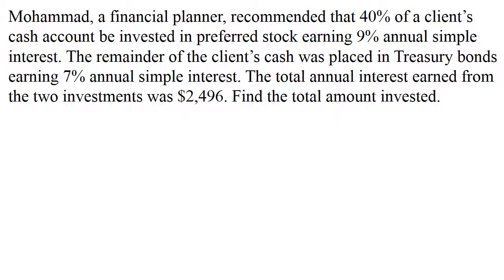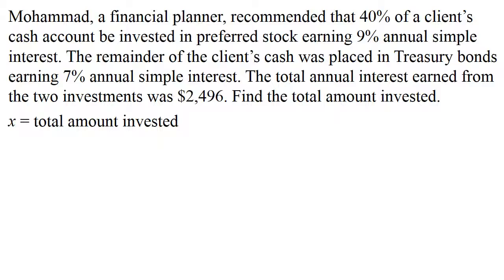All right, let's look at this third problem. Mohammed, a financial planner, recommended that 40% of a client's cash account be invested in preferred stock earning 9% annual simple interest. The remainder of the client's cash was placed in treasury bonds earning 7% annual simple interest. The total annual interest earned from the two accounts was $2,496. Find the total amount invested. So we don't know how much we invested overall. I'm going to call that x.